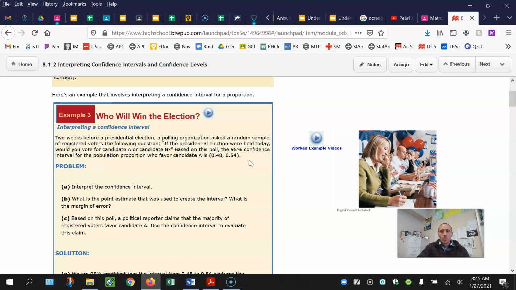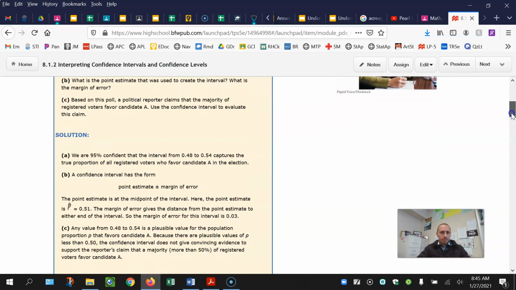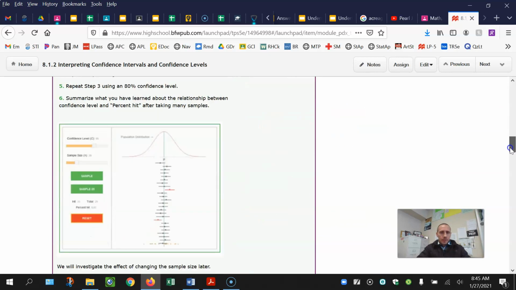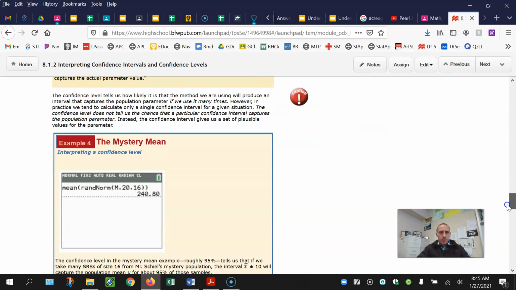Majority means more than half. And you'll notice in the confidence interval, it dips below the 50%. If the entire confidence interval was above 50%, like say 51 to 55, then yes, we could say we're fairly certain that a majority supports candidate A. All right, that's just going through.